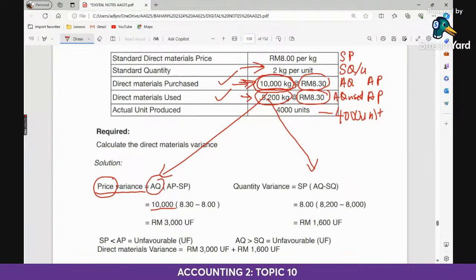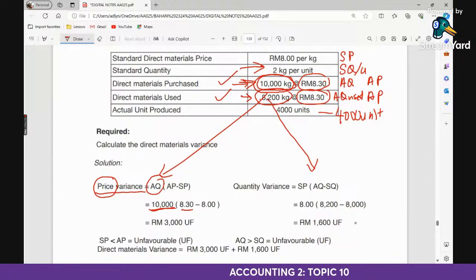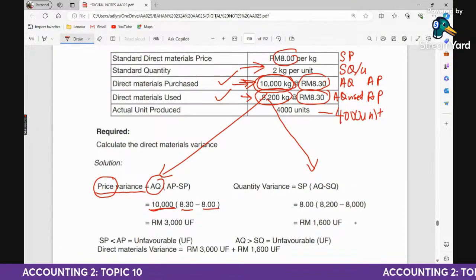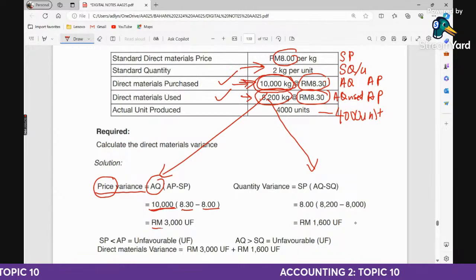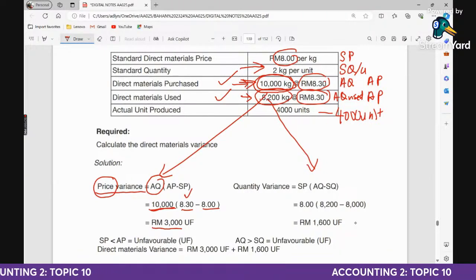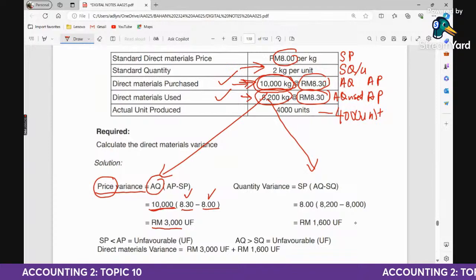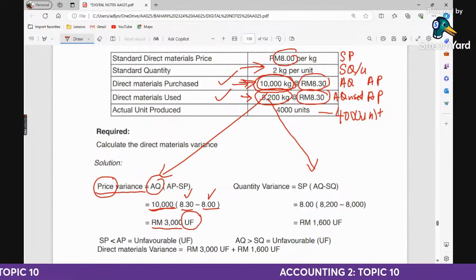Okay, so my actual quantity here is 10,000. Actual price RM8.30 minus standard price. Standard price ialah RM8 per kg tadi. Okay, so bila saya darab, saya akan dapat RM3,000. Macam mana saya tahu dia favorable atau unfavorable? Your AP, your actual price RM8.30. Your standard price RM8. You budget RM8 tapi you guna betul-betul RM8.30. Cakap ke tidak? Tidak. So itu ialah unfavorable.